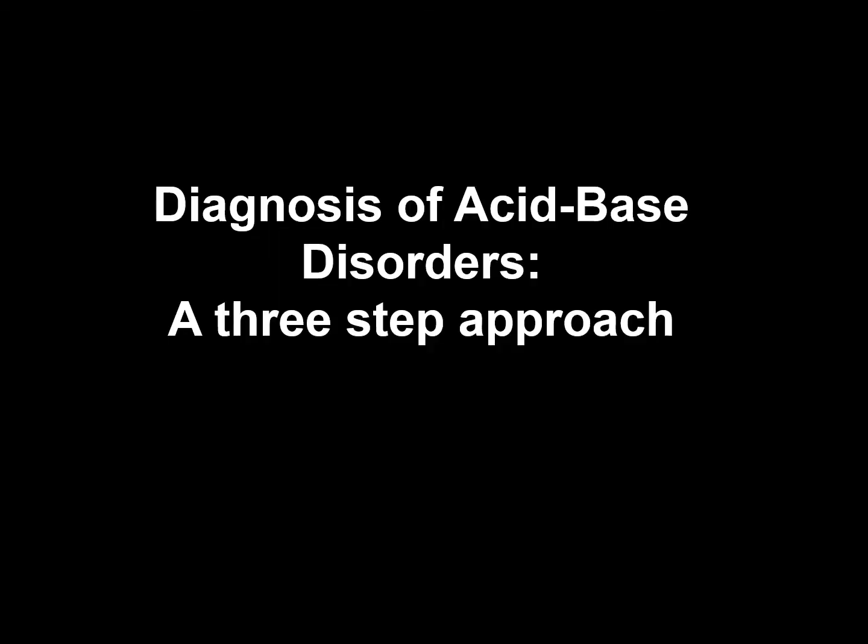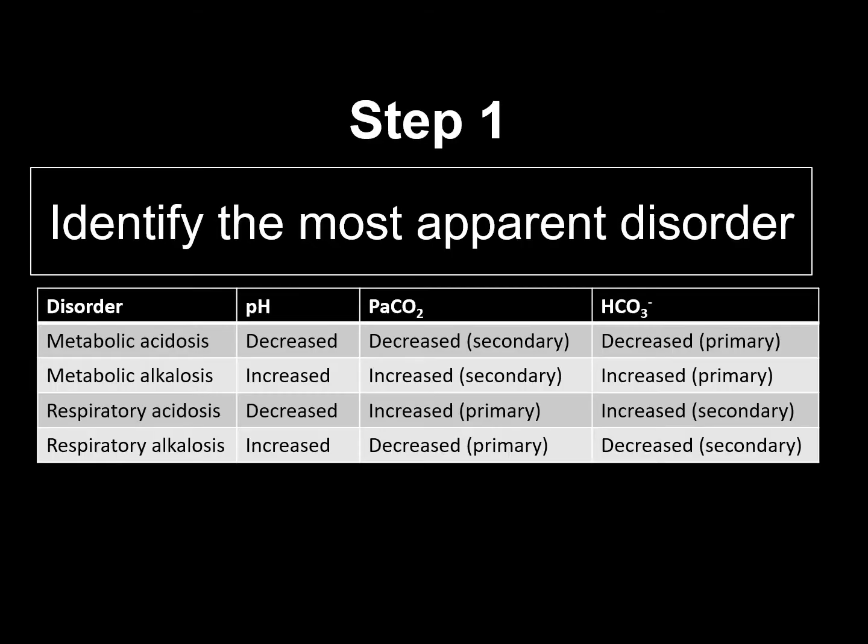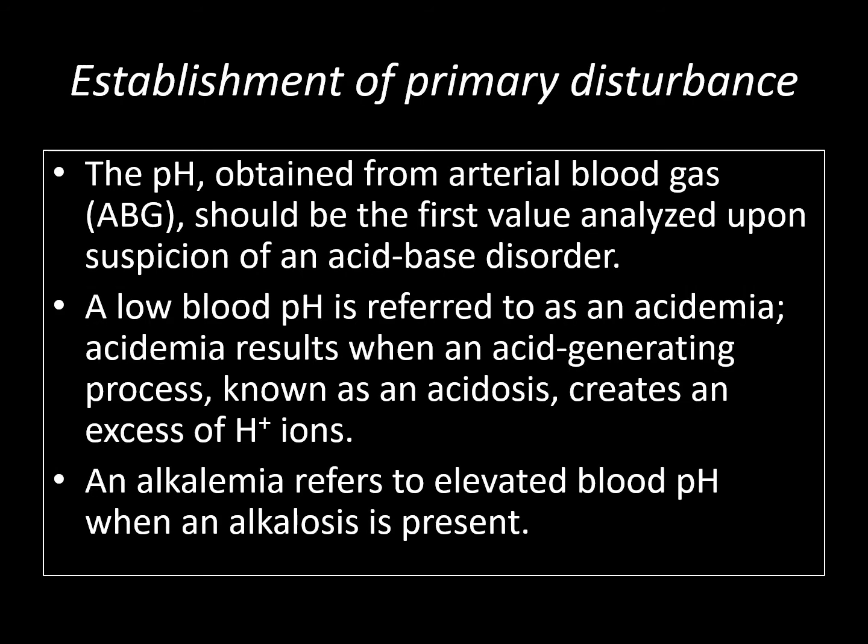Let's get started with the three-step approach in diagnosing ABG disorders. Step 1. Identify the most apparent disorder. The pH obtained from arterial blood gas should be the first value analyzed upon suspicion of an acid-base disorder.